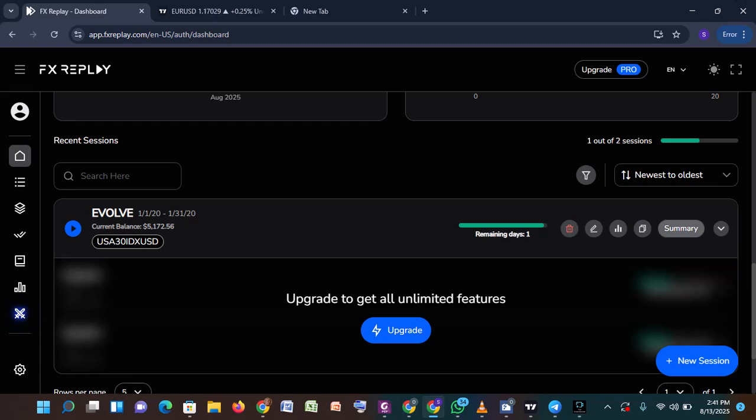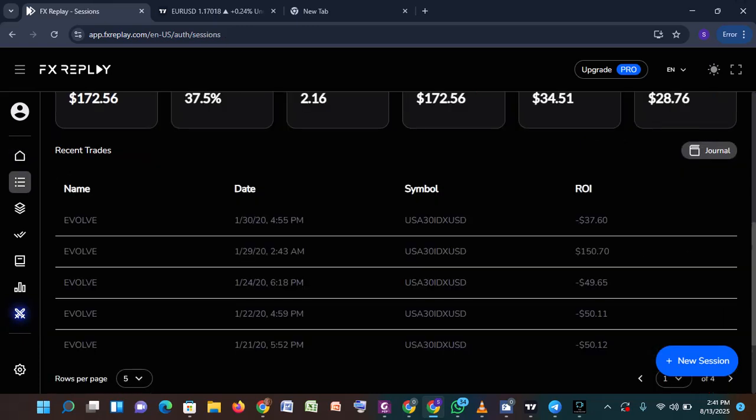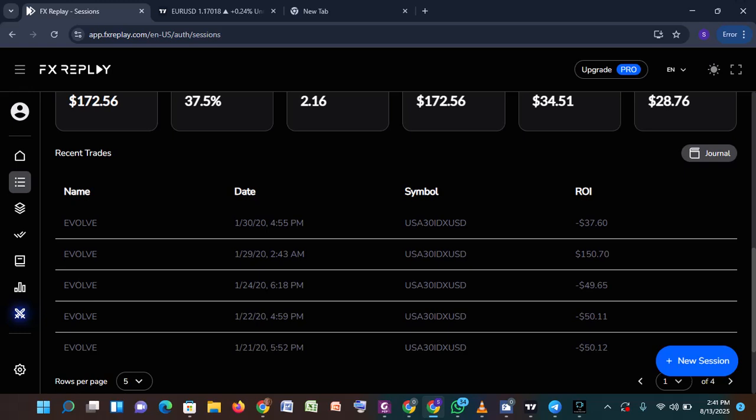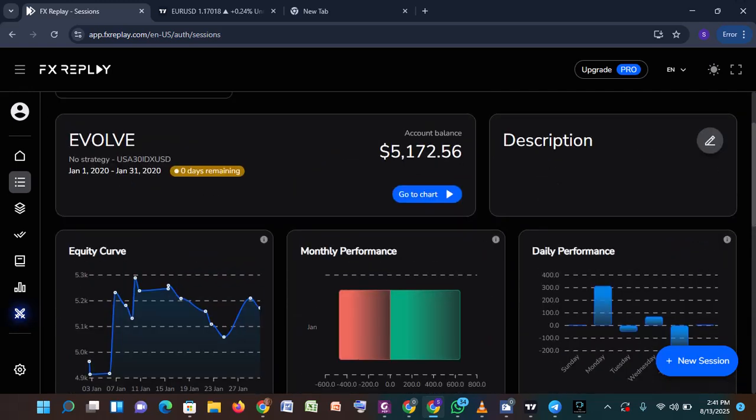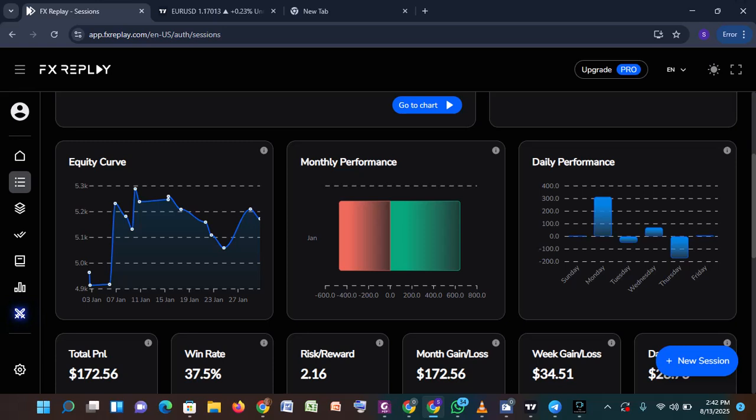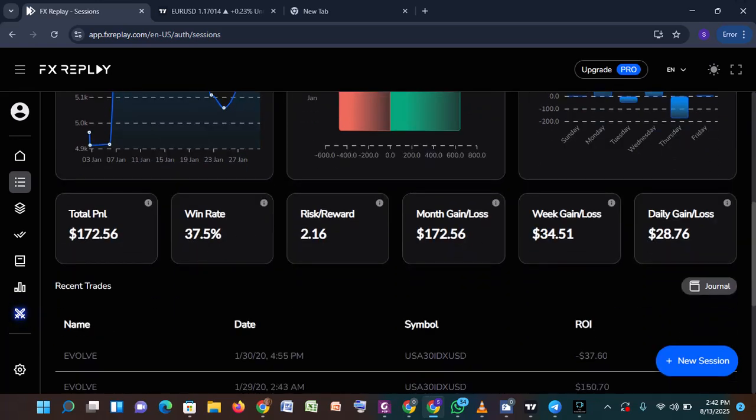So here you can see the summary of the trades that I took. You can see the equity curve. It's not that perfect, which is also good. You can see the monthly performance and daily performance, as well as the total P&L, total profit and loss. I still have a gain of $172 something, and the win rate is 37.5%.